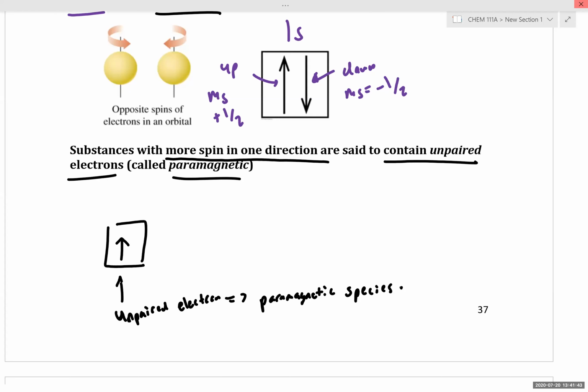Does that make sense to everyone? This idea of spin, upspin and downspin, and diamagnetic versus paramagnetic. So in order for us to have two electrons in an orbital, they must have opposite spin values, opposite spin quantum numbers.